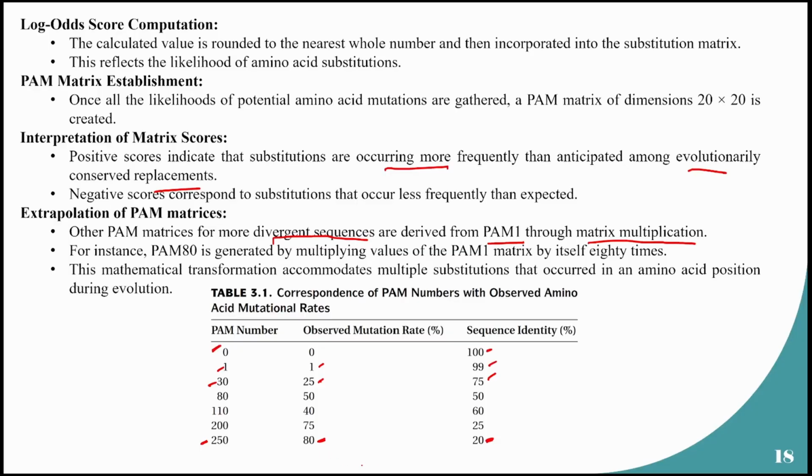So that means it's very highly divergent because it's not matching, right? There are a lot of mutations, 80% mutations present there. So for divergent sequences, you can get the scoring from these higher order PAM matrices. Okay. Yeah. So that was the PAM matrix.